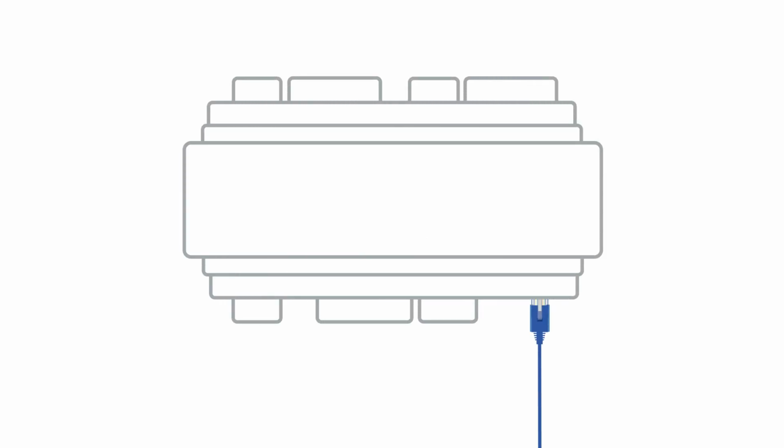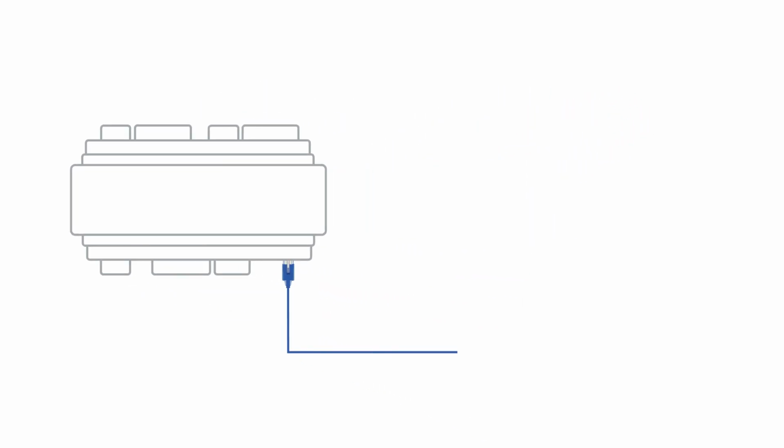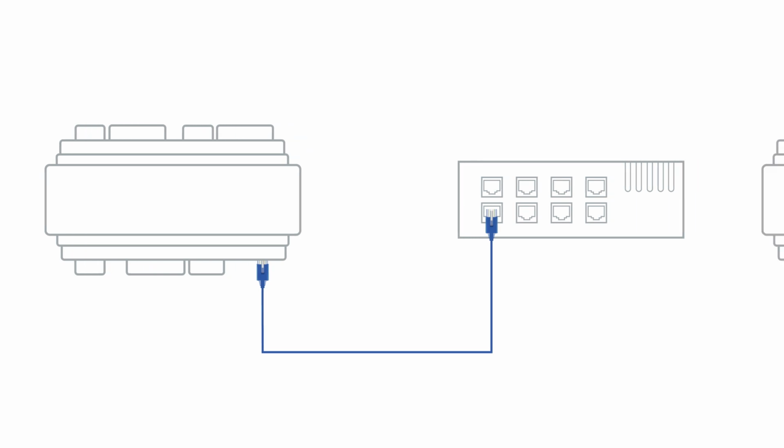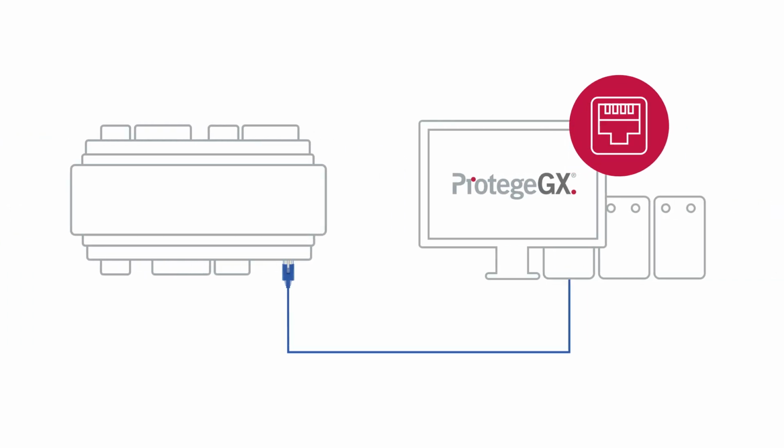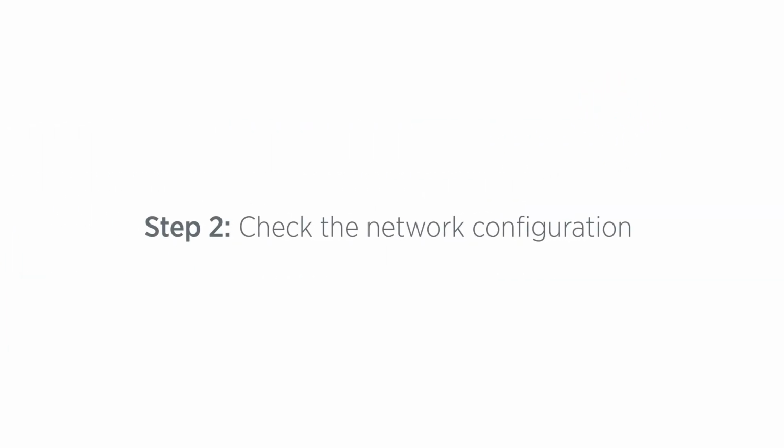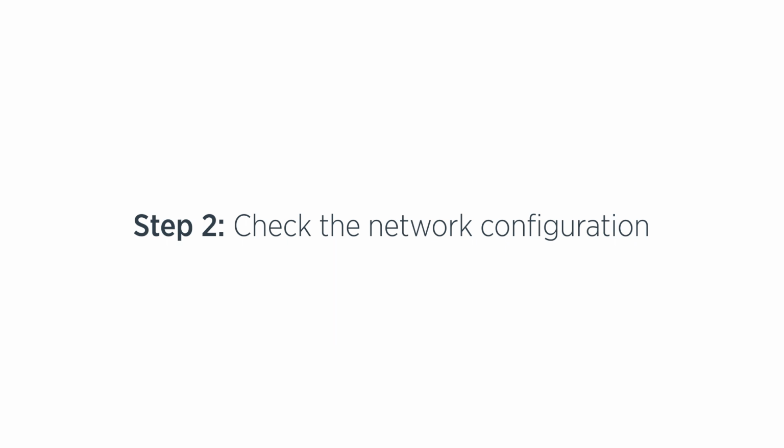One end of your Cat5 Ethernet cable should be plugged into the controller's Ethernet port. The other end should be connected to either a switch or directly into the server's Ethernet port itself. Once you ensure that the Ethernet cable is connected, you can now start troubleshooting your network settings.